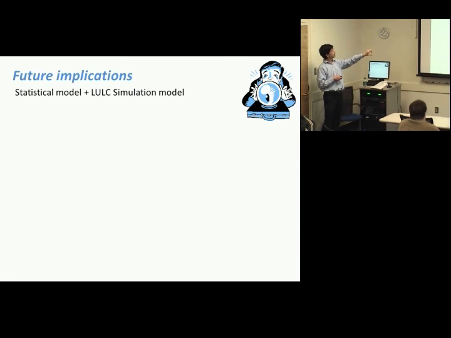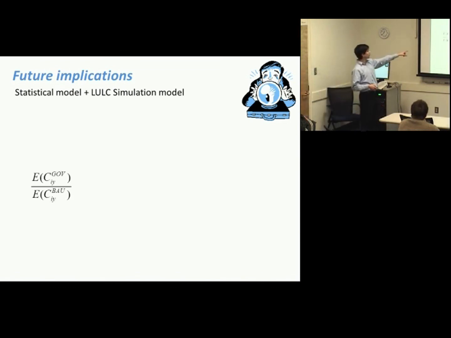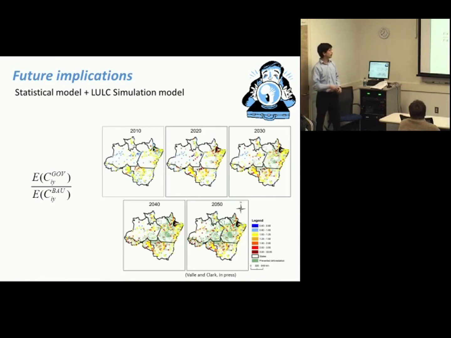We can use the simulation model results as input for our statistical model to then predict what would happen in terms of malaria. So we rely on this quantity. C is the number of malaria cases for site i, year y, under the governance scenario, divided by the number of malaria cases under the business as usual scenario. So ratios bigger than 1 mean that by avoiding deforestation, we have higher malaria cases relative to business as usual. Ratios smaller than 1 mean the opposite.